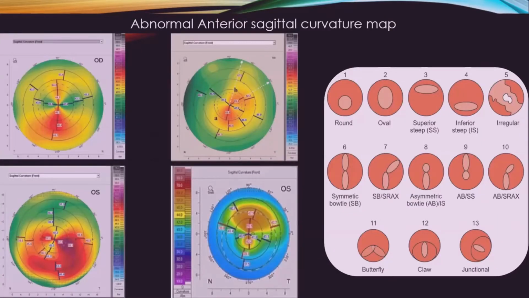Regarding the abnormal shapes, we can find the inferior steepening, and the one to the right is the skew axis deviation, which means that one of the bow ties is skewed by more than 25 degrees. We find the superior steepening and the joke low, and these are other abnormal shapes that we can encounter.